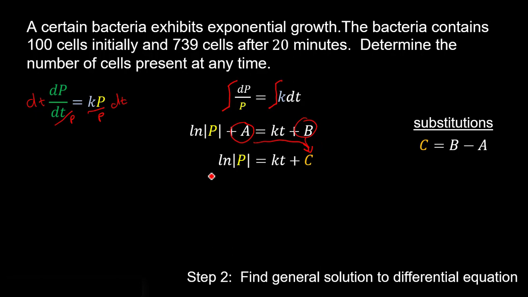Our next sort of trick here is to take both sides to the e power. So I'm going to take e to the natural log of absolute value p and e to the kt plus c.